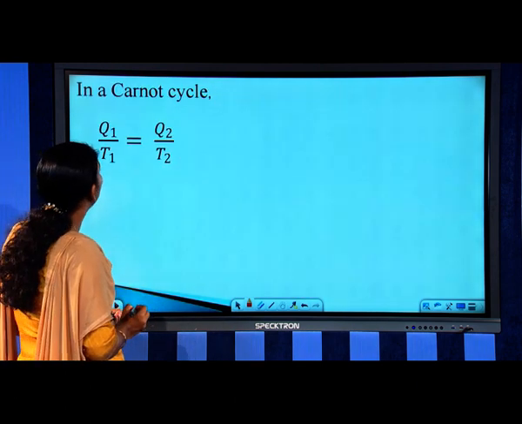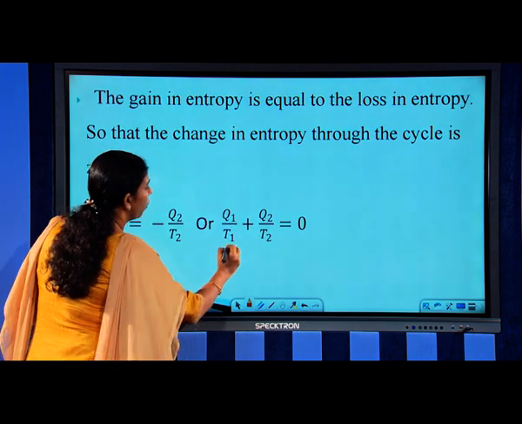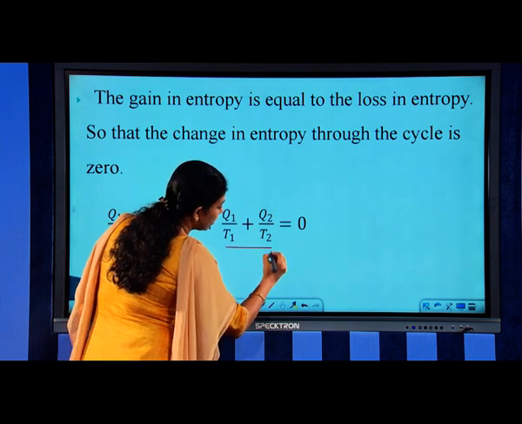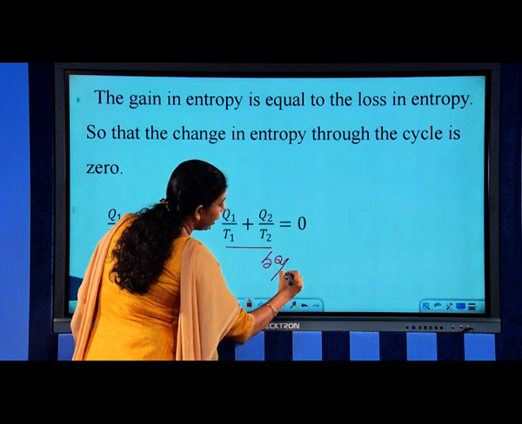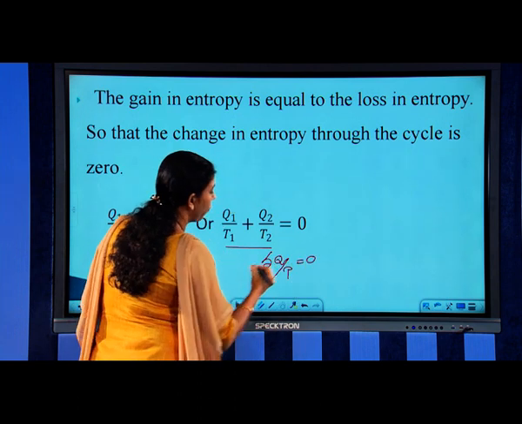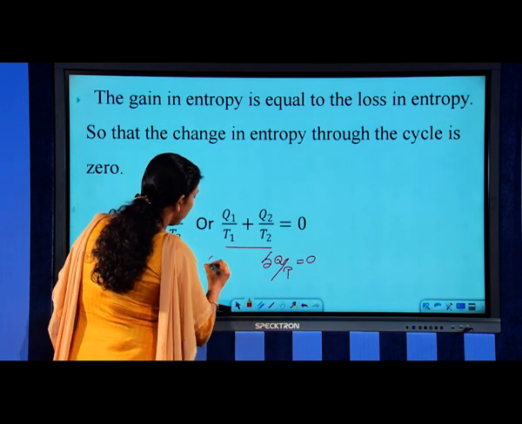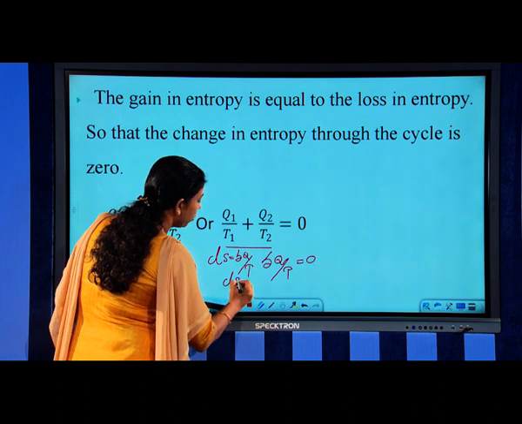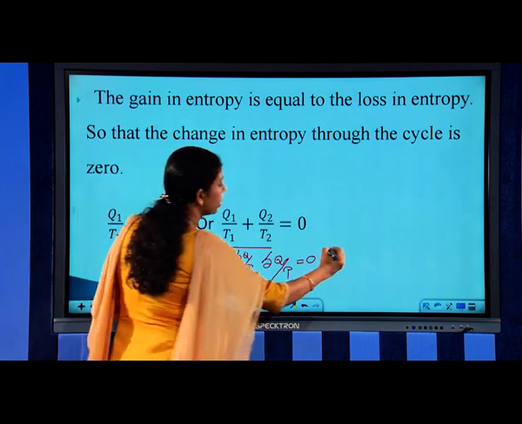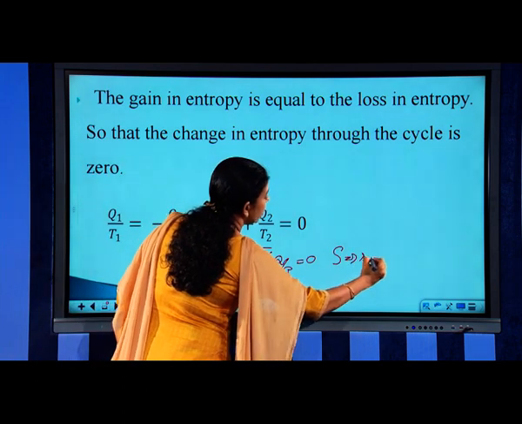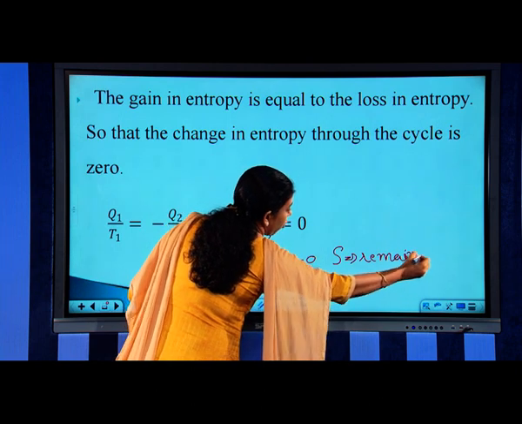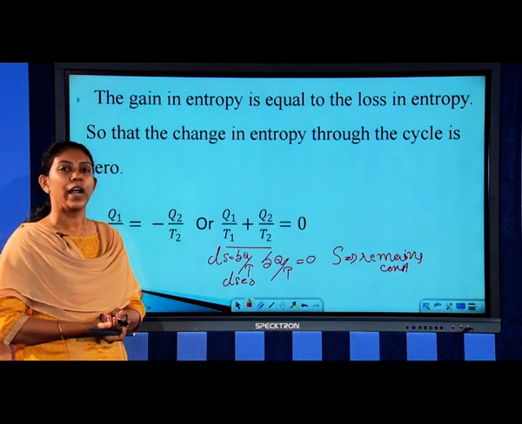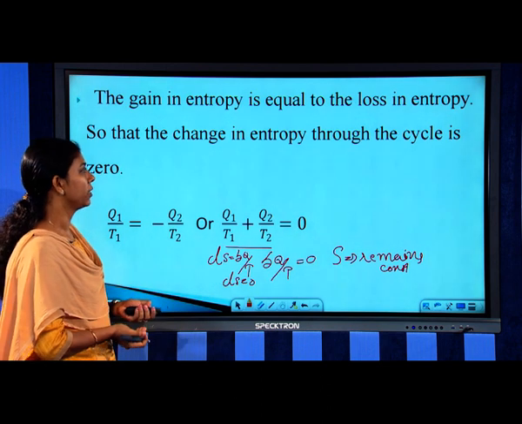Q1 by T1 plus Q2 by T2 equal to 0. That means this can be written as, in a Carnot cycle, delta Q by T is equal to 0. ds is equal to delta Q by T, so ds is equal to 0. When ds equals 0, it means entropy remains constant. When a system undergoes a Carnot cycle, the entropy of the system remains constant.